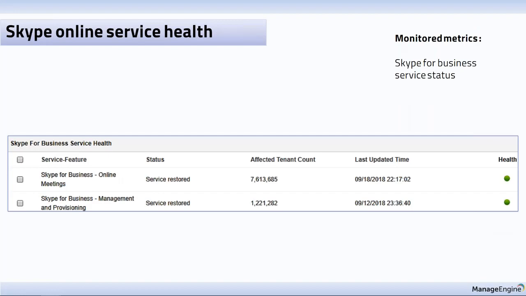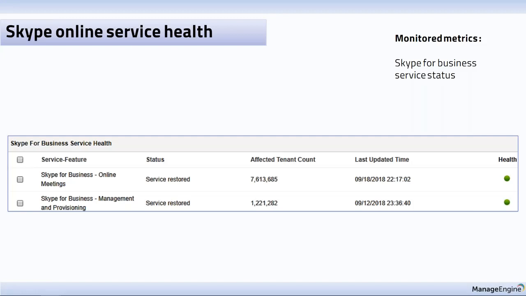Next, we have Skype Online. Since Skype is a business feature which encompasses features like instant messaging, voice call, video call, and screen sharing of devices, these are some of the critical services which are to be monitored, such that an impact on any one of these services results in the failure of these operations to be performed.